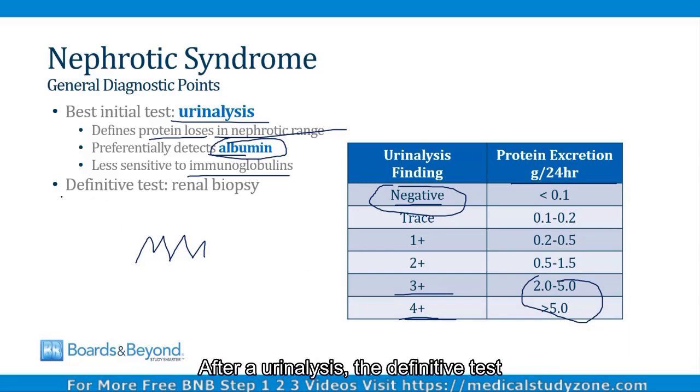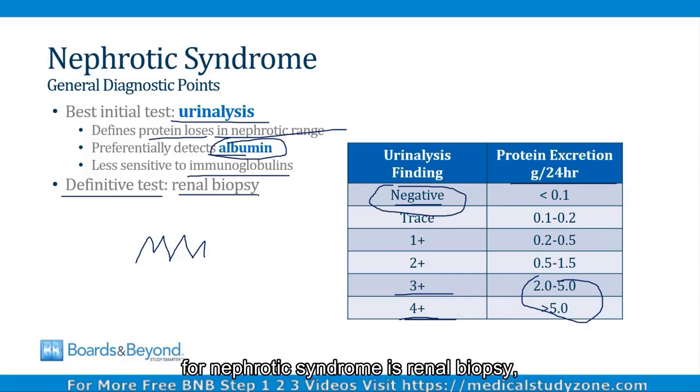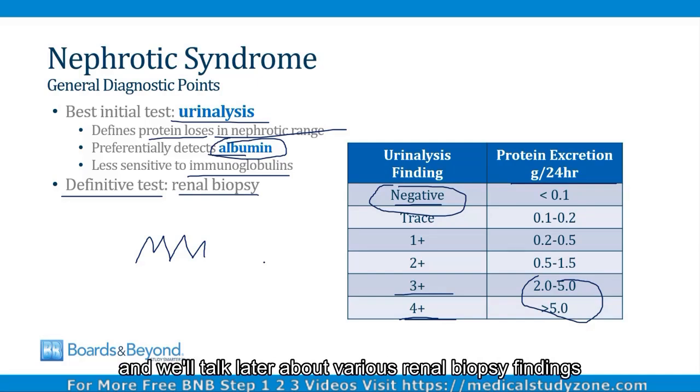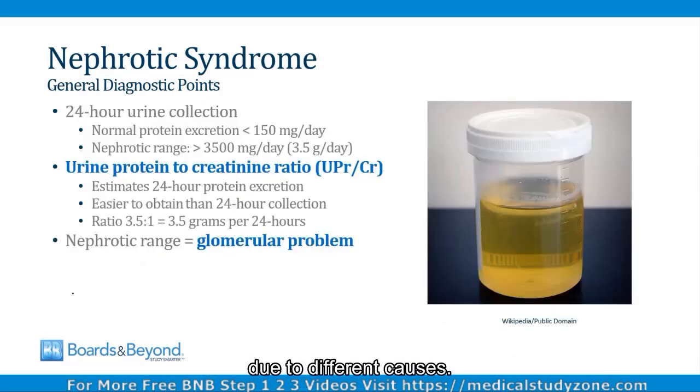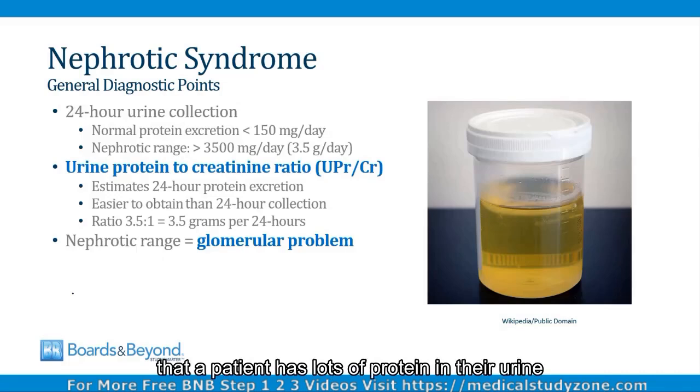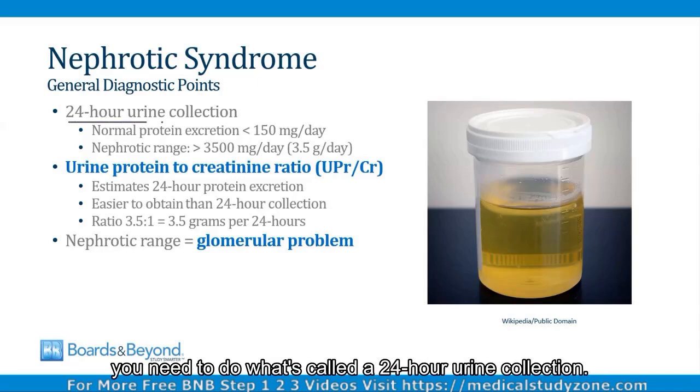After a urinalysis, the definitive test for nephrotic syndrome is a renal biopsy, and we'll talk later about various renal biopsy findings that you can see in patients who have the nephrotic syndrome due to different causes. So a urinalysis can tell you that a patient has lots of protein in their urine consistent with the nephrotic syndrome. But if you want to know exactly how much protein, you need to do what's called a 24-hour urine collection.